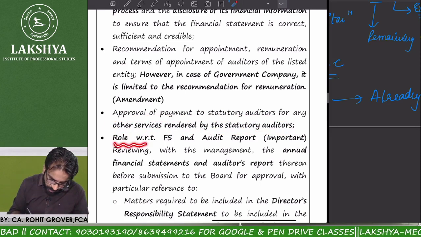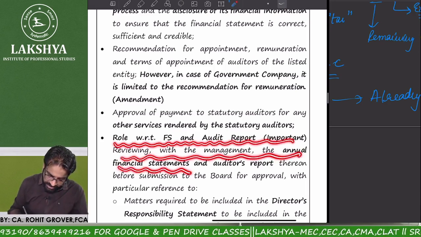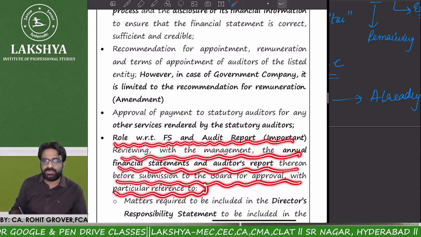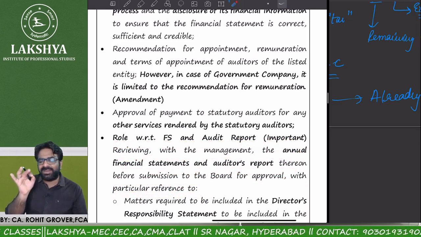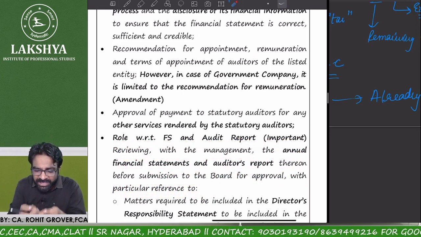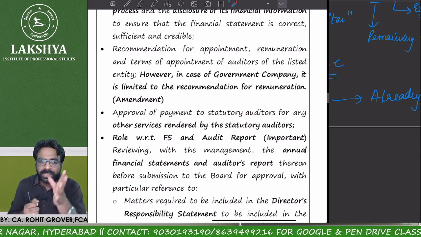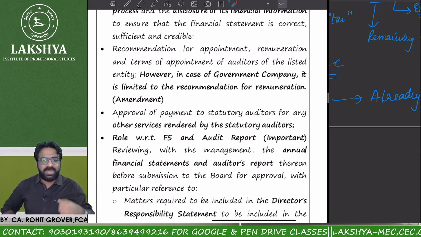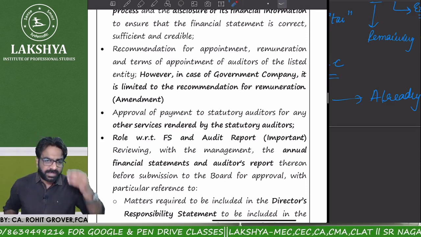But now, the role with respect to financial statement and audit report is reviewing with the management the annual financial statements and auditor's report thereon before submission to the board for approval. Before any audit report or financial statement is given to the board of directors for approval, it is required to be reviewed by which committee? Audit committee. I told you, most of the functions of the board of directors have been taken away and given here. Clear, everyone? I hope everyone is clear.